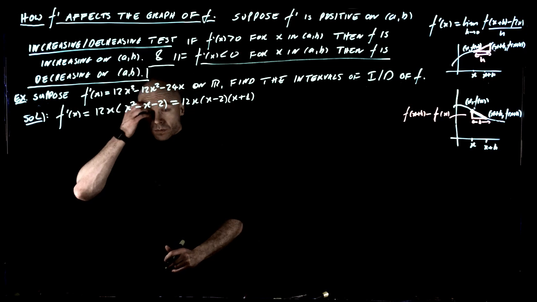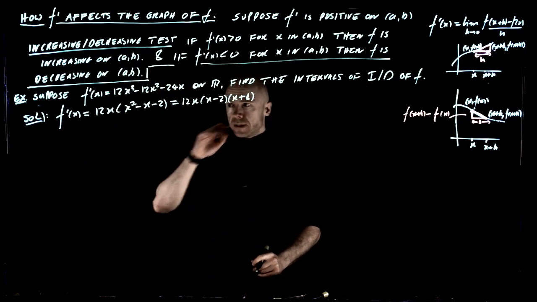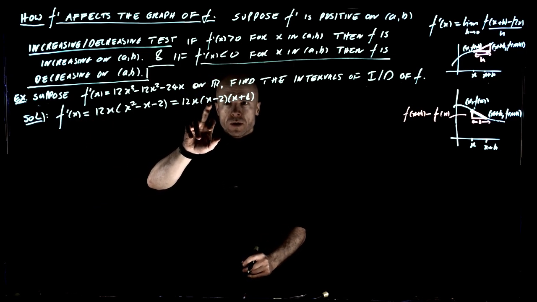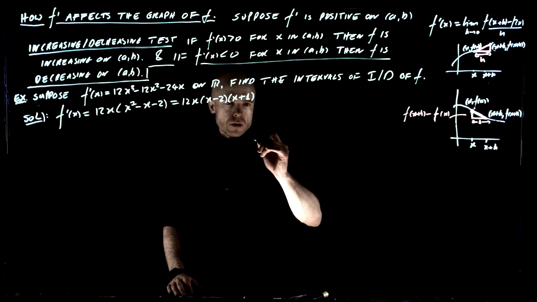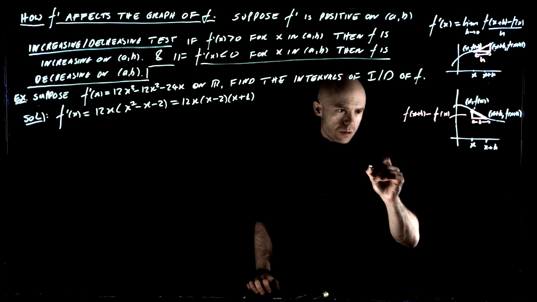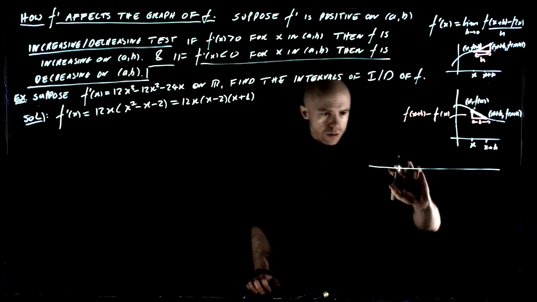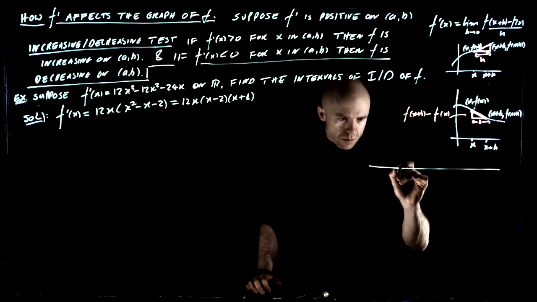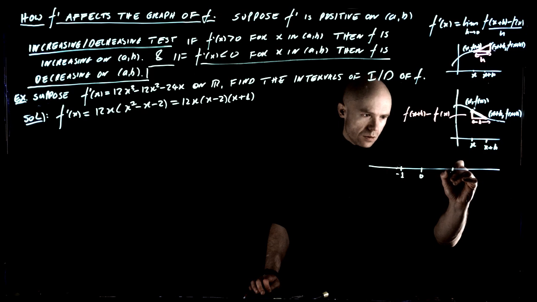Okay, cool. Now that's very helpful because it tells us where f prime is equal to 0. It's 0 at 0, it's 0 when x equals 2 and when x equals minus 1. So let's draw a picture. Let's do it over here. We know that it's going to be 0 at minus 1, at 0, and at 2.